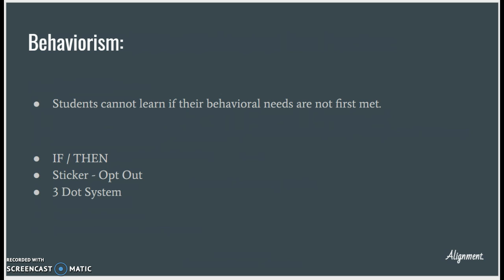One example of a punishment strategy utilized at my school is the 3-dot system. A student has 3 dots on their desk. Each time the student does an undesirable behavior, they lose a dot. If all 3 dots are lost, the student then has a known consequence.